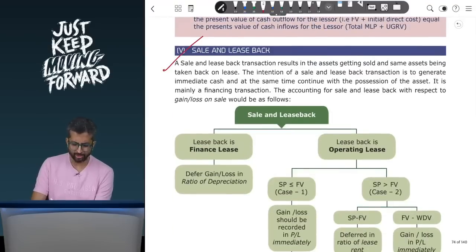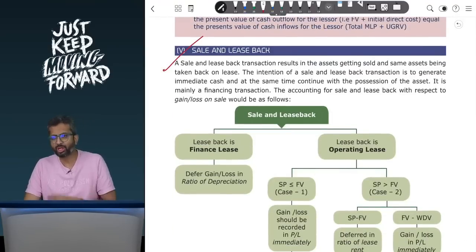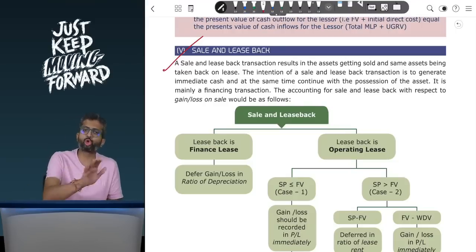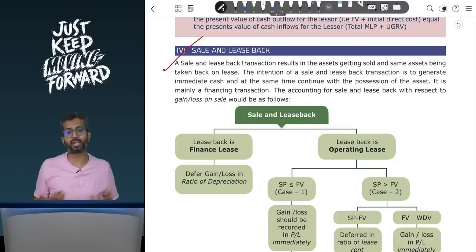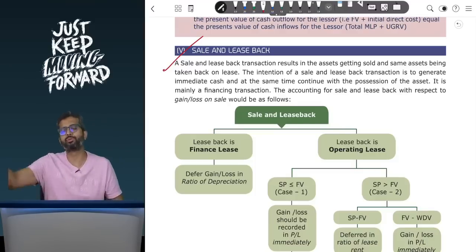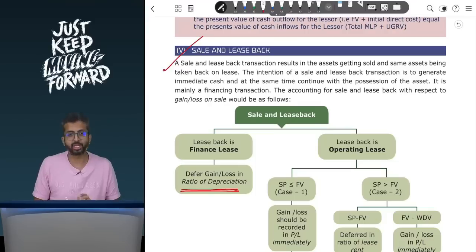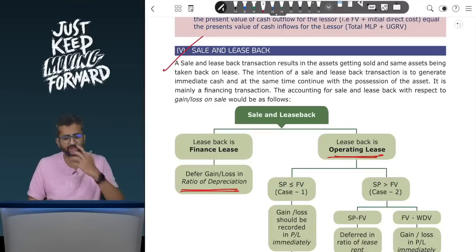Okay, and then you have a special case on sale and lease back. What happens in case of a sale and lease back? You are selling the asset, let's say an asset of 100, you are selling at 120. So there's a 20 rupee gain. Ideally, the gain should go to the PNL. However, if you are leasing it back as a finance lease, then the risk and reward of that asset is not really transferred, and hence you cannot recognize that 20 in the PNL immediately. Rather, you will have to defer it over the period of the lease. So if the lease back is a finance lease, defer the gain or loss of 20 in the ratio of depreciation. But if the lease back is an operating lease, that means the risk and reward is transferred, and hence ideally the gain or loss should be transferred to the PNL.